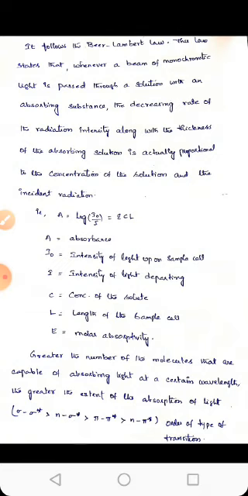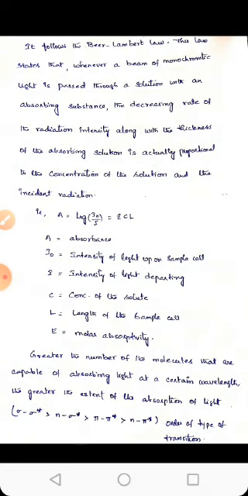So UV spectroscopy mainly works on the Beer-Lambert's law, which we have already discussed. Beer-Lambert's law means when a beam of monochromatic light is passed through a solution with an absorbing substance, the intensity decrease with thickness of the absorbing solution is directly proportional to the concentration of the solution and the incident radiation, that is A equals epsilon Cl or ECl.